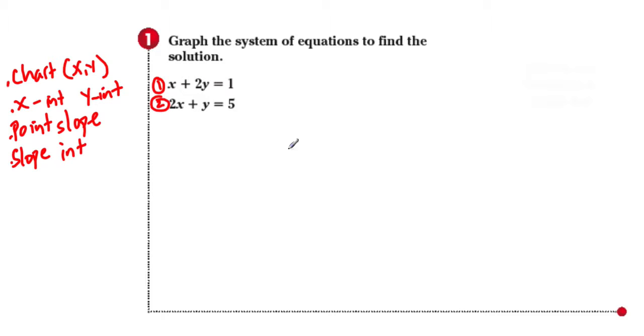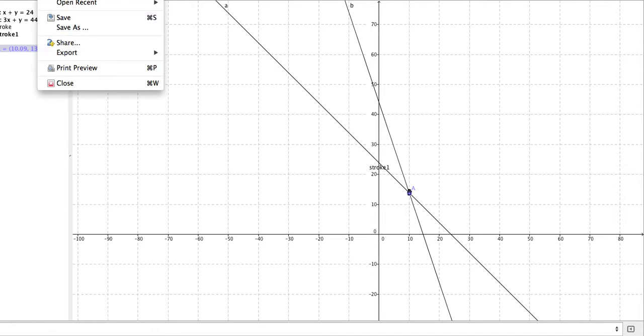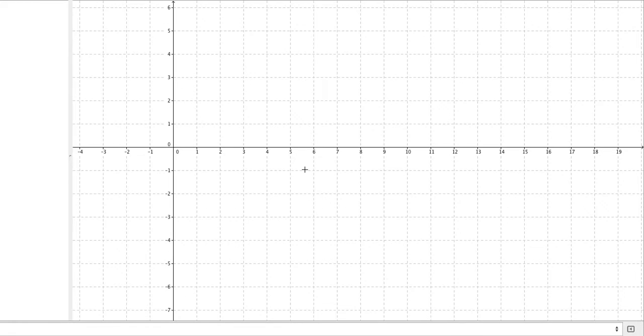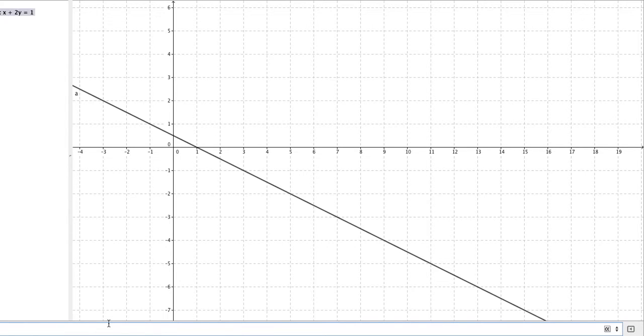When we graph these two equations, we're going to go back to GeoGebra. Let's clear this, and let's not save this. If we input the equation x plus 2y equals 1, this will be our graph right there, x plus 2y equals 1.